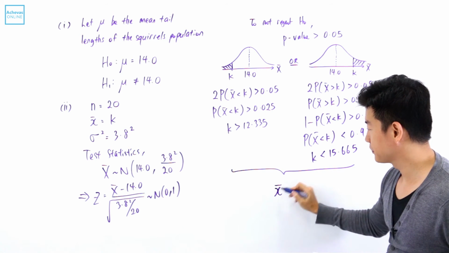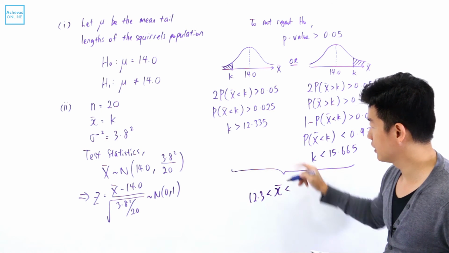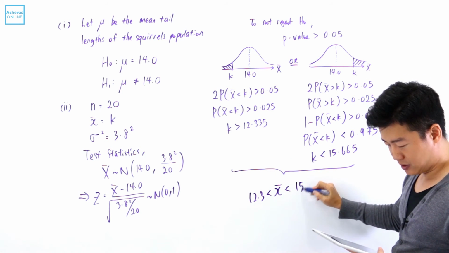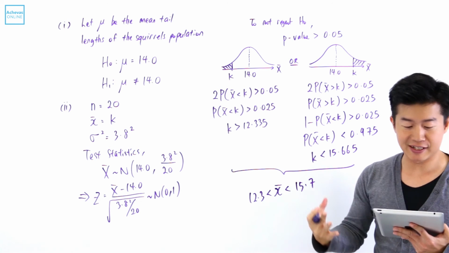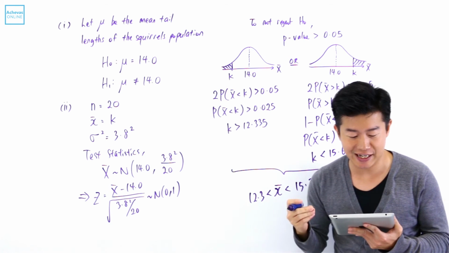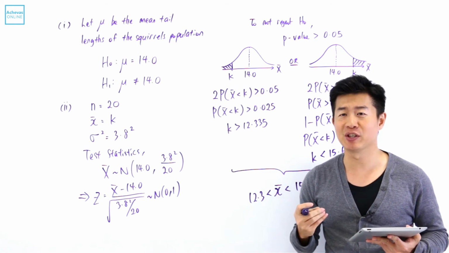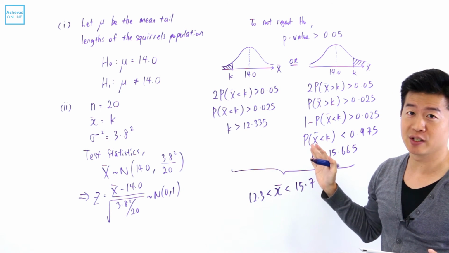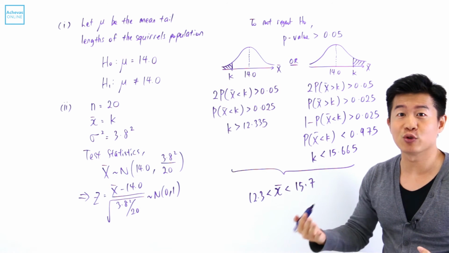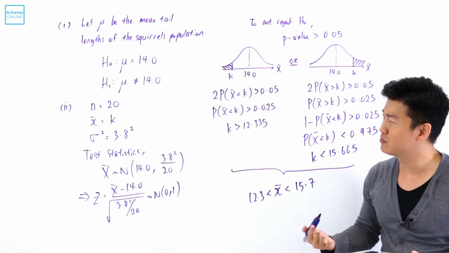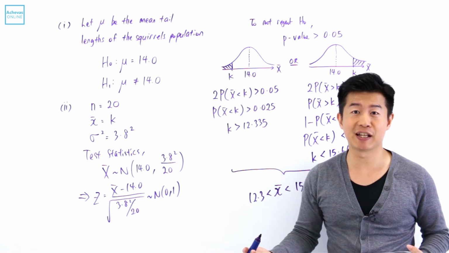x bar is going to be between 12.3 and 15.7. Just one more thing to discuss with you over here, because the question asks us to use an algebraic method. This is something that I struggle a bit when I come up with a solution for this, because usually when we are asked for the algebraic method, it is to use some really algebraic processes to solve for whatever is unknown.